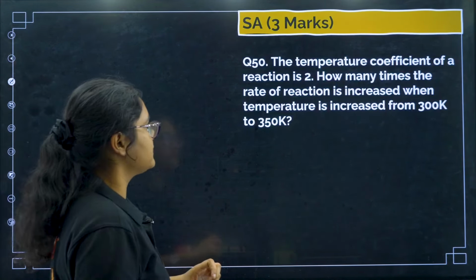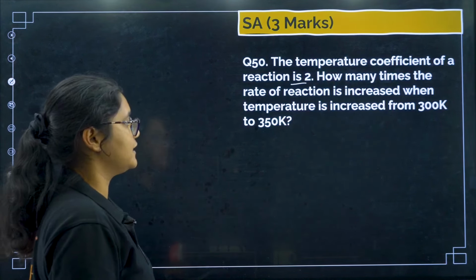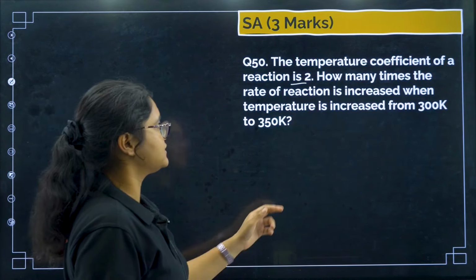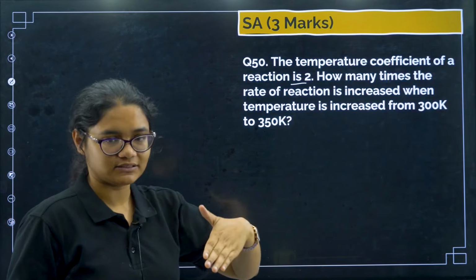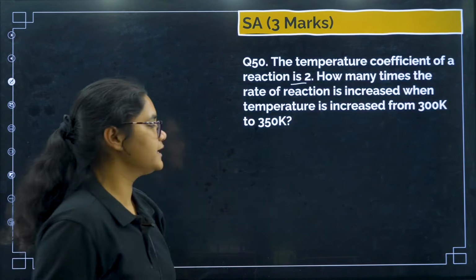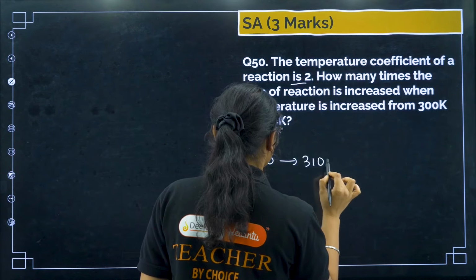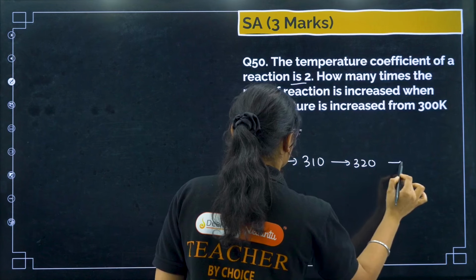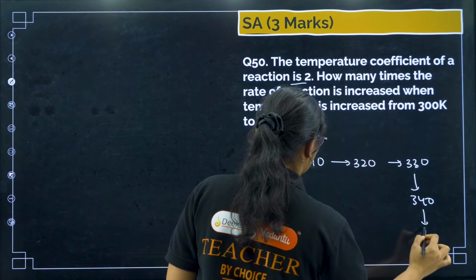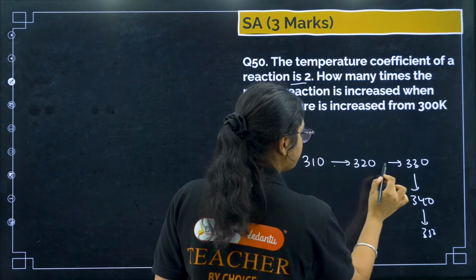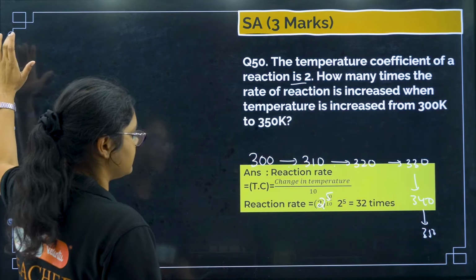Next question: the temperature coefficient of a reaction is 2. How many times is the rate of the reaction increased when the temperature changes from 300 to 350? How many 10 degree steps are there? 300 to 310, 320, 330, 340 and 350. So 1, 2, 3, 4, 5. So 2 to the power of 5, that is 32 times it will increase.